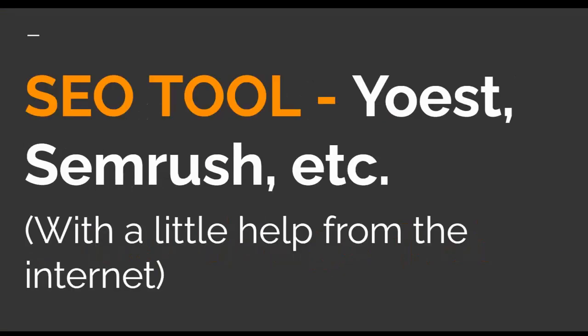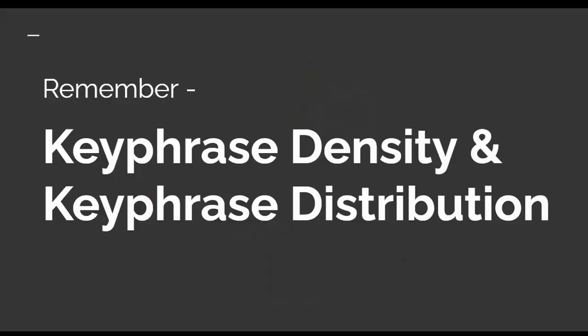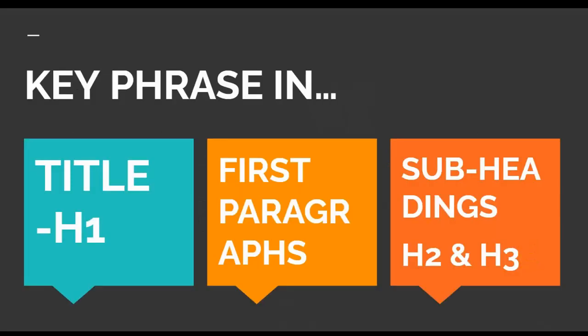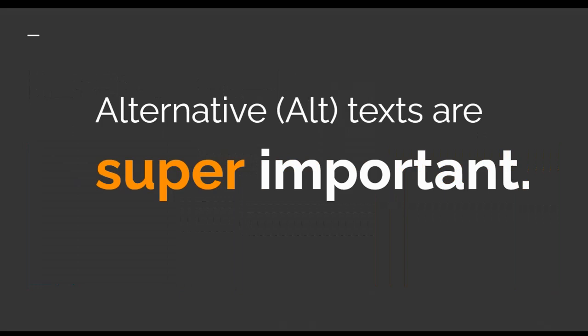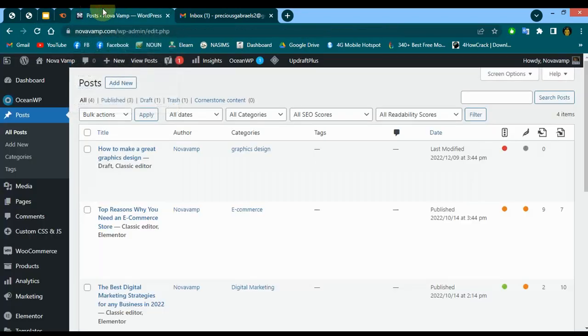First things first, we're talking about some tools. I'll show you one of the tools I'll be using to do this, and talking about a whole lot of things like SEO title, slug, meta description, key phrase density, key phrase distribution, images, titles, key phrase and titles, paragraphs, subheadings, and alternative text. Of course, they are super important. And a few other things that I'll be outlining for us today. So let's dive into it.